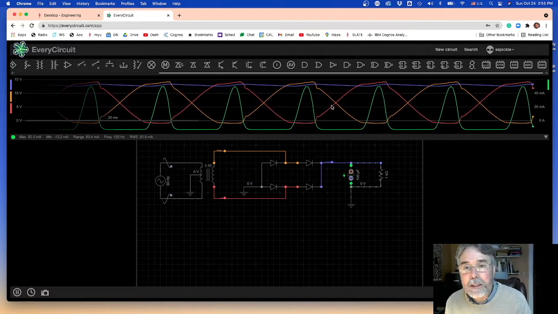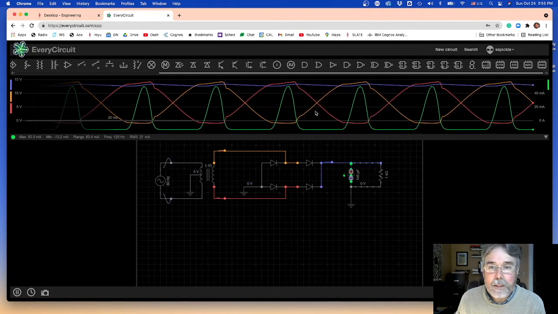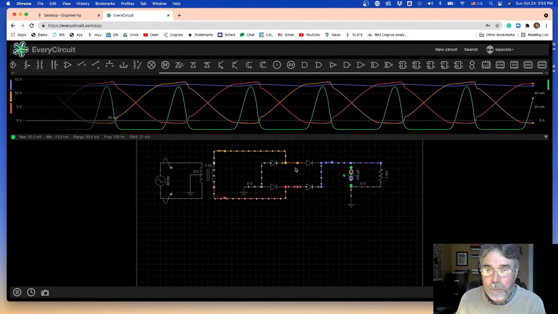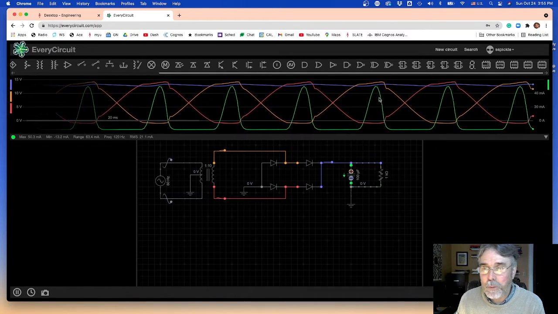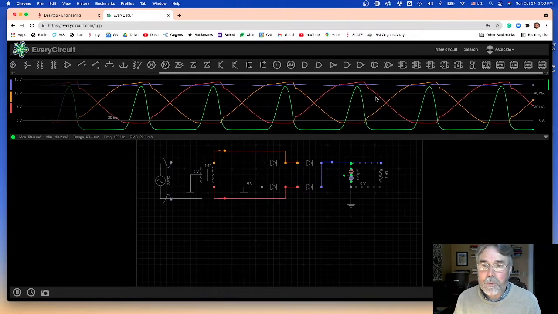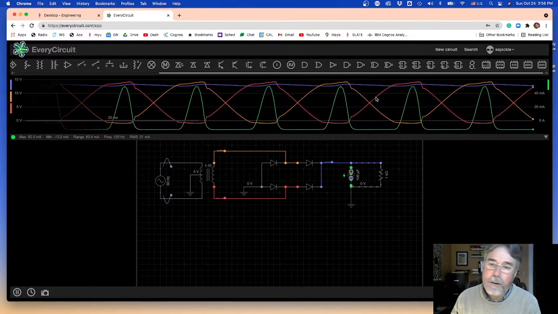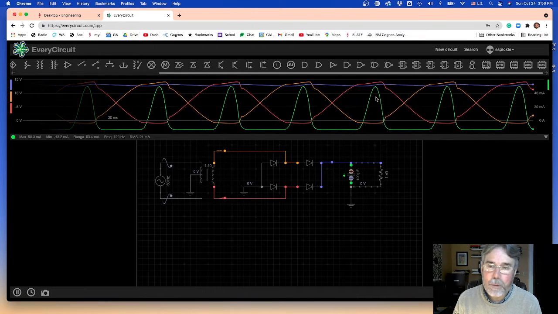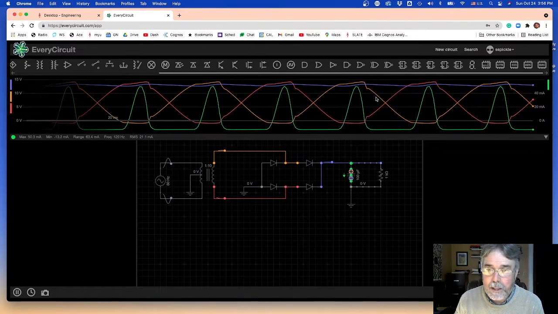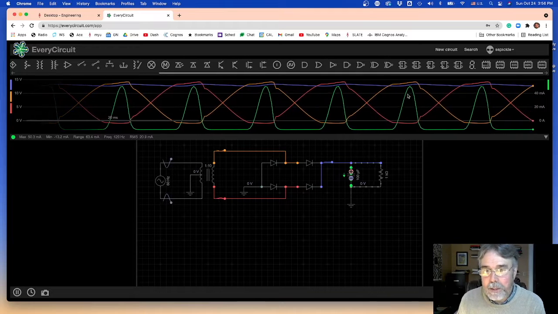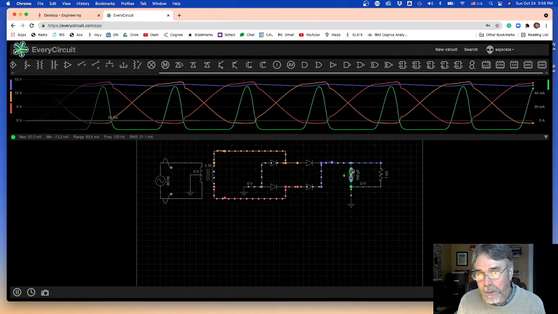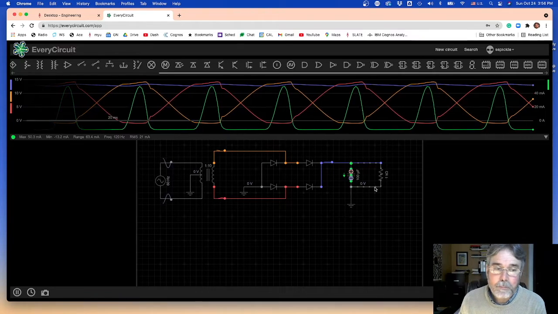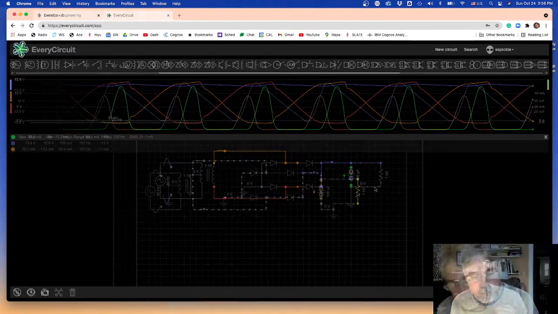Now, for some reason, in EveryCircuit, the sinusoidal voltage from the transformer is not as pretty. I'm not sure what's going on there, but you could think of this as the beating heart of your power supply, right? It's that periodic spurt of current that's recharging that capacitor. You can see that it gets charged and then it's slowly discharging, then quickly charged, slowly discharging, and so on. So that's the way that works.